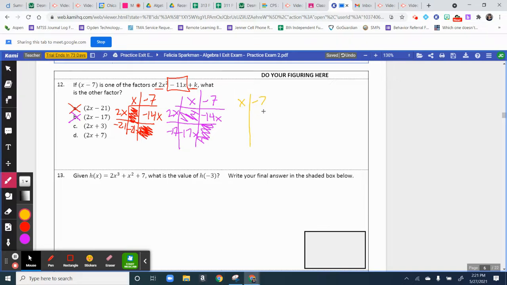Is that bright enough, Miss Mason? I wasn't sure if you could see if the orange was showing up. Oh, no, you can see it clearly.